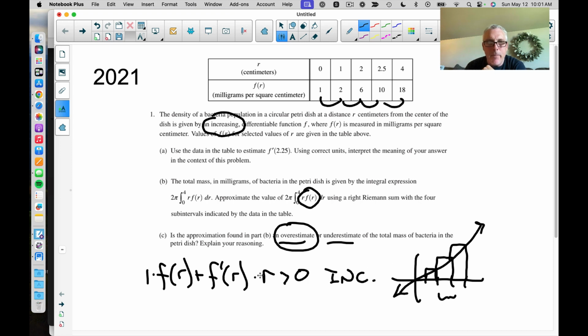Okay? Some kind of an explanation like this would be necessary for full points. Just saying overestimate will get you something, but it won't get you everything. Okay, that's C. Let me clear this off.